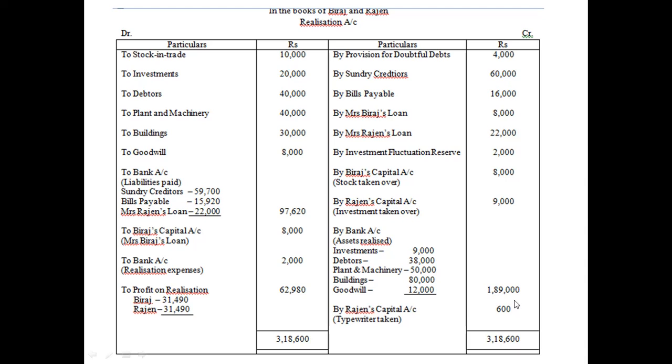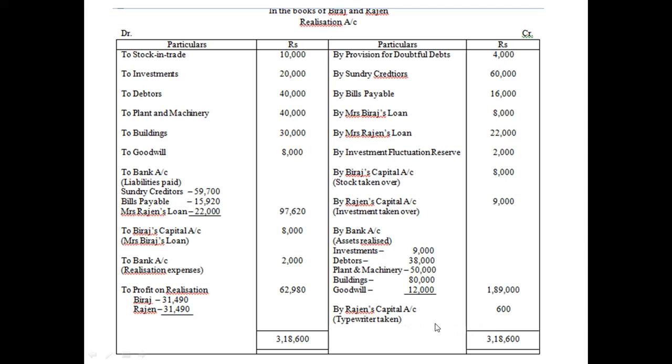So after that, let us move on to point number 6. It says that there was an old typewriter of rupees 600, which was not recorded in the books, and is now taken over by Rajan. So we will write by Rajan's capital account, typewriter taken, 600. Remember that this typewriter was not recorded in the books before.